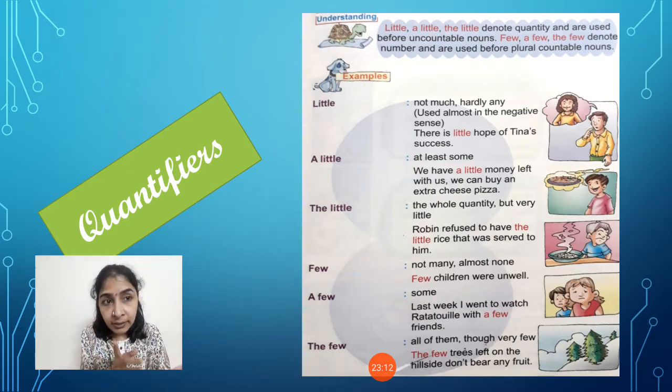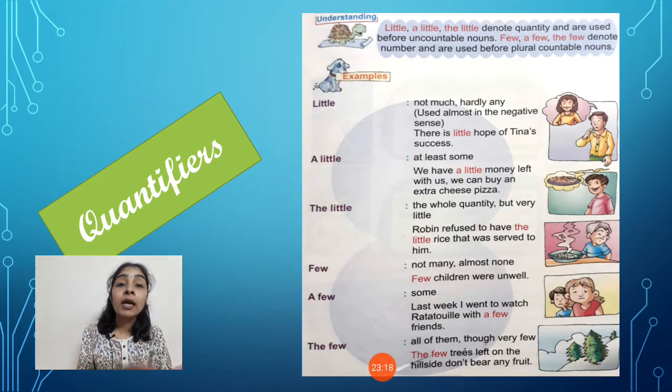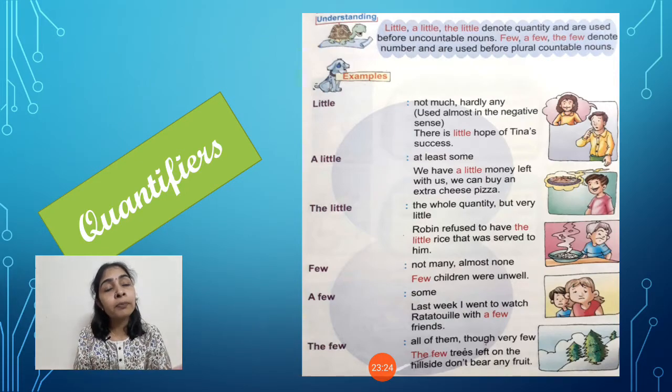Next is all of them. The few trees left on the hillside don't bear any fruit. So again, trees are countable here, and we are talking about all the trees. There are very less number of trees, but they also do not bear any fruit. So here we are talking about some, few, but the whole quantity.